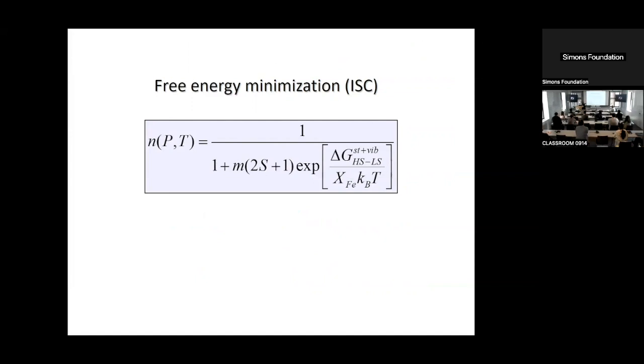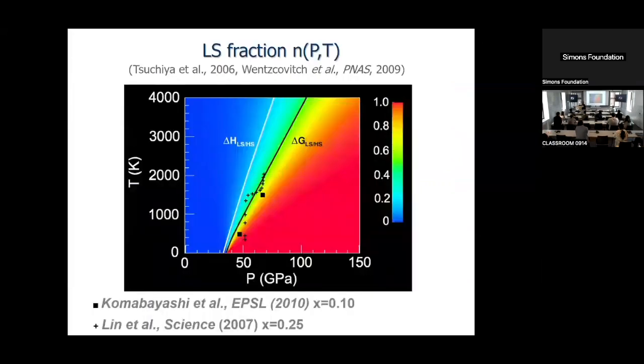M is the degeneracy of the minority electron orbital, 3, the 3 to 2G states. S is equal to the difference between static plus vibrational energy of the two end members, high spin and low spin. So this is the phase diagram, if you wish. The low spin fraction, 0 at low pressures, 1 at high pressures. This white line is if you don't include vibrational effects. This black line is if you include vibrational effects at the middle of the crossover.